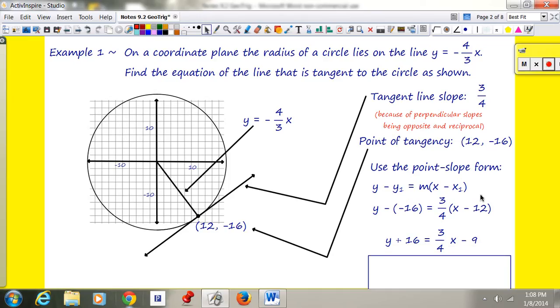Simplify by distributing the 3/4 and getting rid of the double negative, and then subtract 16 on both sides, you will have your equation of this tangent line. It's a positive 3/4 x minus 25. That means if you extended this down, it would touch at negative 25. Equation of the line tangent to the circle. We use the information that they gave us.